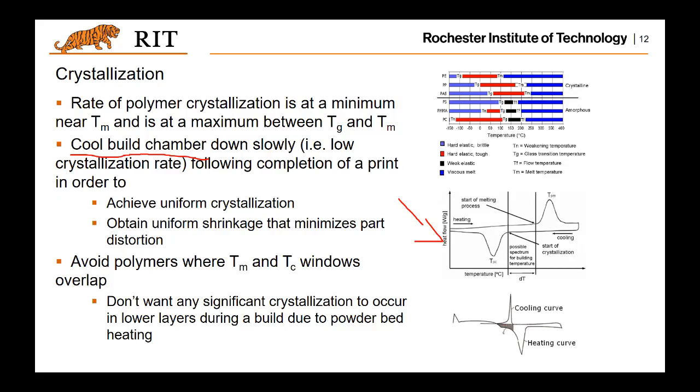Another very important thing is you really want to avoid polymers where the melting temperature and the crystallization temperature windows overlap. That is because there will be significant crystallization occurring in the lower layer during the building, and that's an undesired property for such a material. So that's what you want to look at.